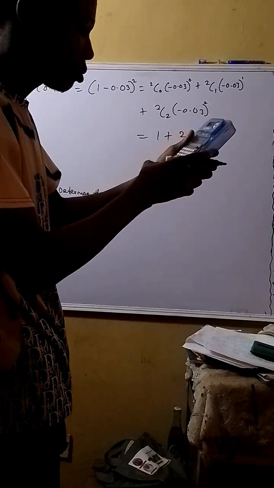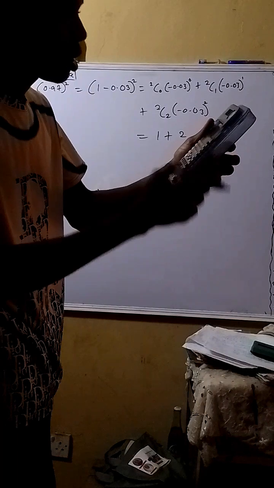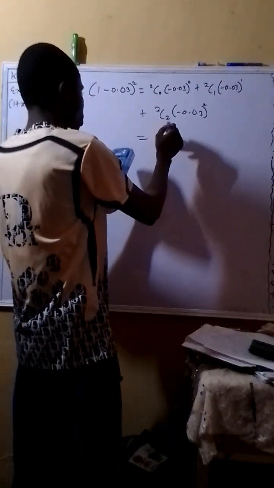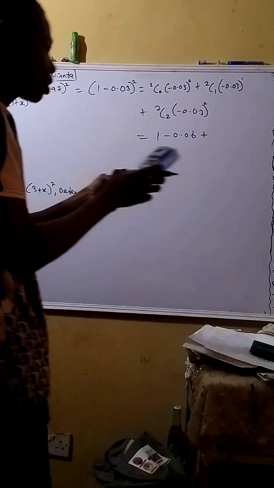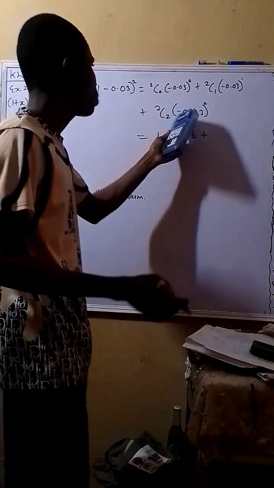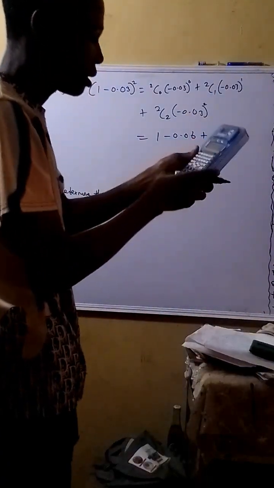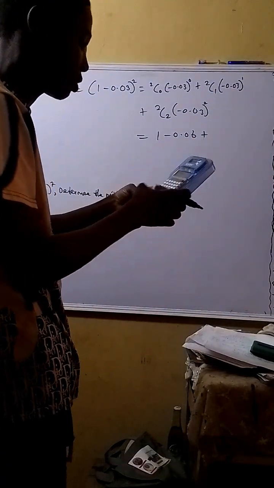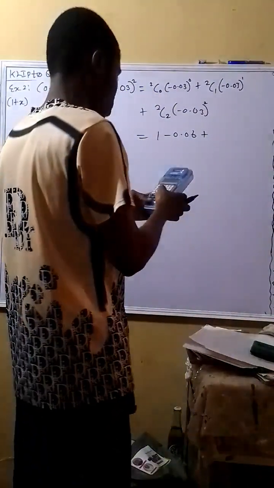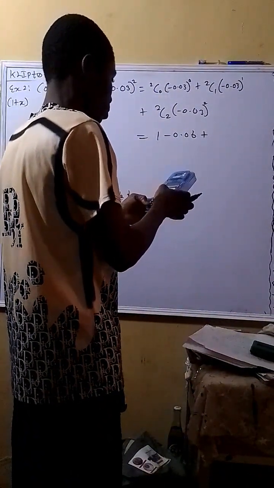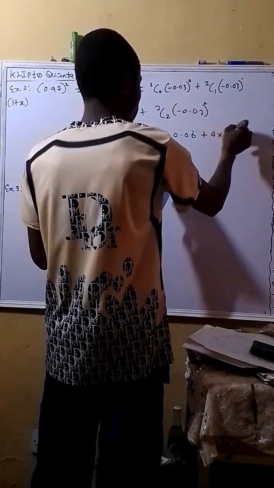So you are having 2 times minus 0.03. You have a minus 0.06. So that will be minus 0.06 plus, then 2 combination 2 should give us 1. So 1 times this will give us a positive value, don't forget. So minus squared will give us a positive value. Then it is 0.03 times 0.03. So you are going to have in brackets 0.03 squared, that gives us 9 times 10 raised to power negative 4.